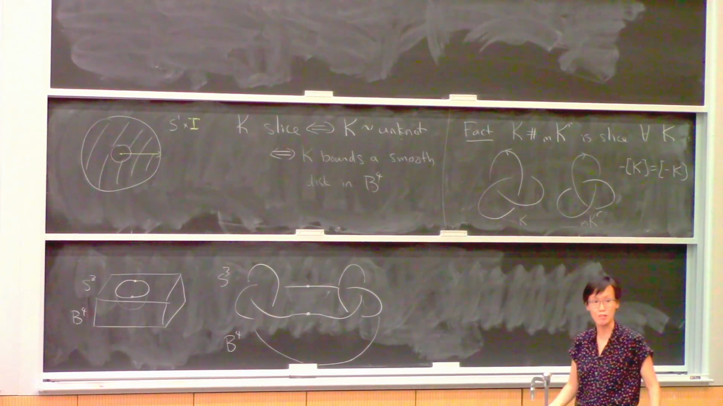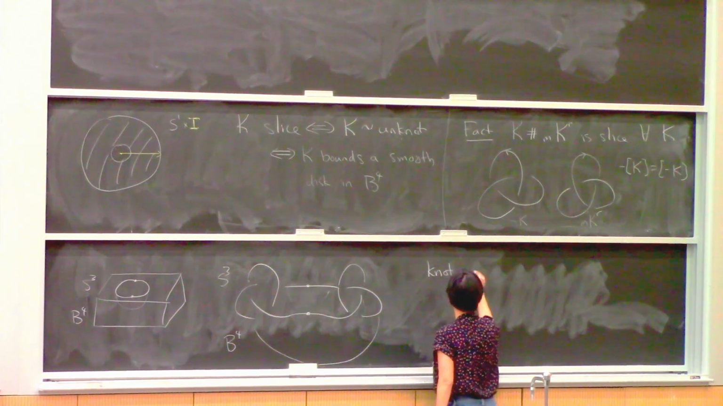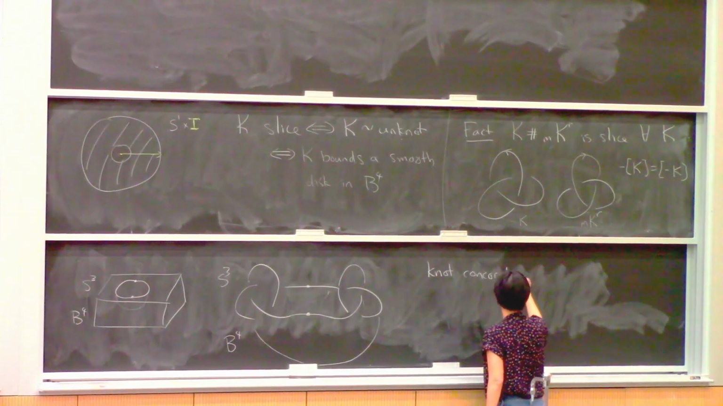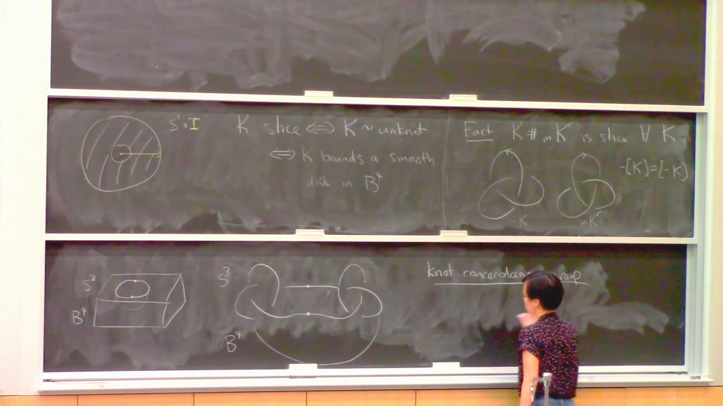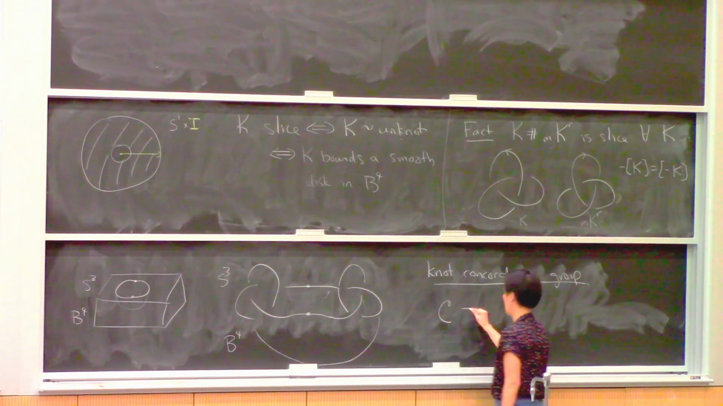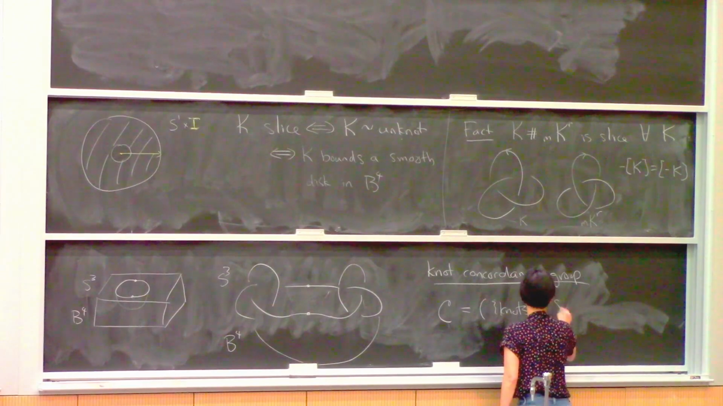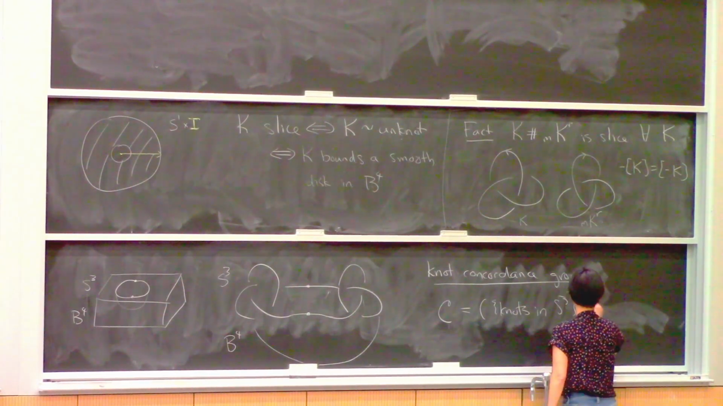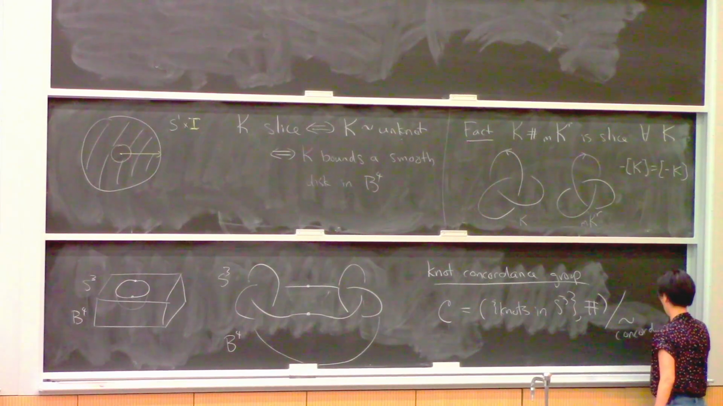Okay, so we have inverses. This gets us to the knot concordance group. The knot concordance group is usually denoted with a script C. It consists of knots in S3 under connected sum, modulo the equivalence relation of concordance.